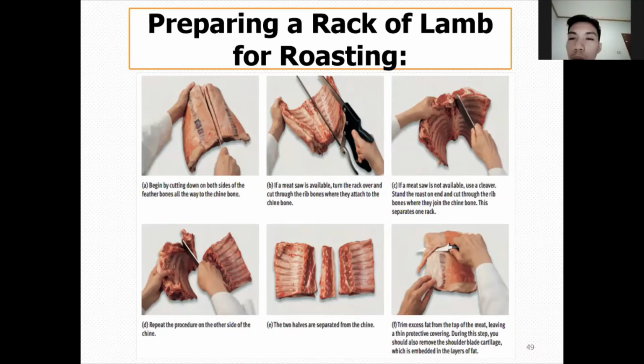Next, the two halves are separated from the chine. Last, trim excess fat from the top of the meat, leaving a thin protective covering. During this step, you should also remove the shoulder blade cartilage, which is embedded in the layers of fat.